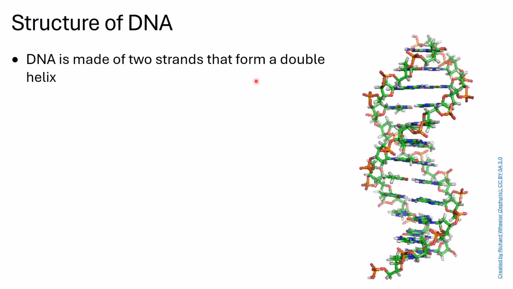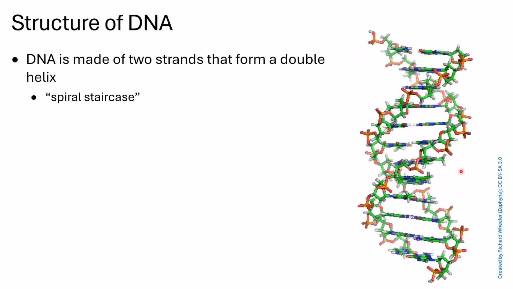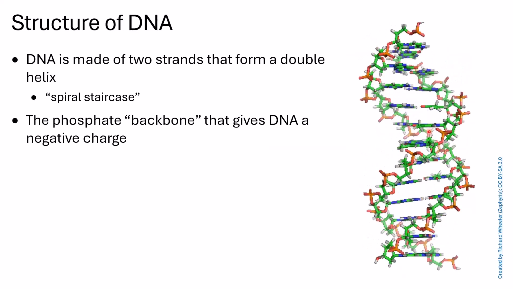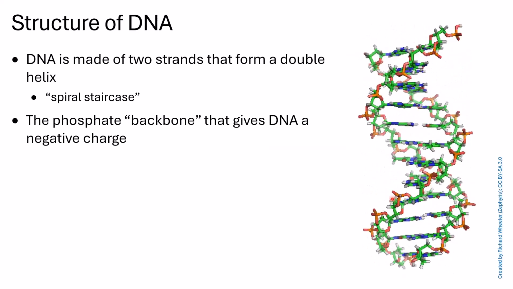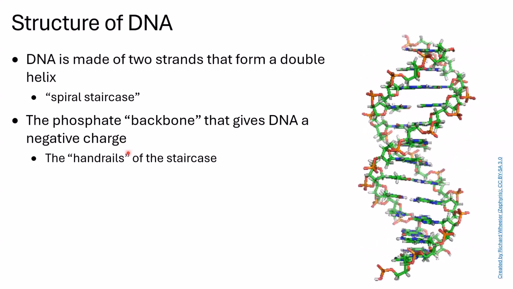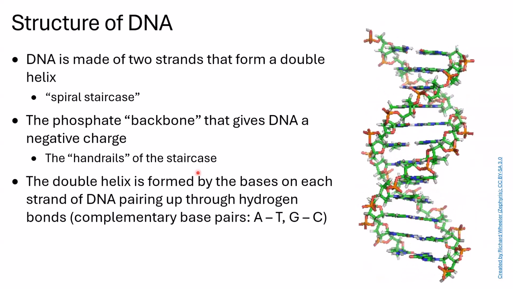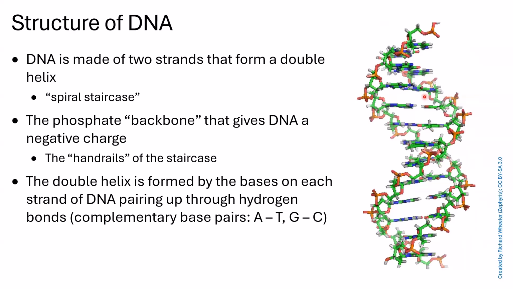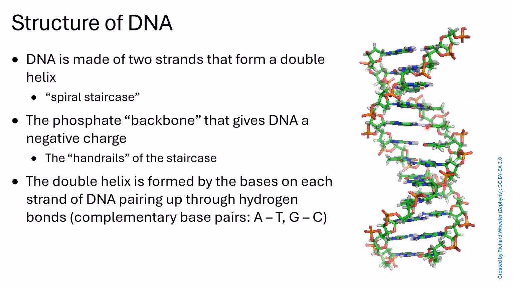Overall, the two strands of DNA form a double helix. It's a bit similar to a spiral staircase. The phosphate groups create a backbone, and since phosphates are negatively charged, this gives DNA an overall negative charge. These are like the handrails of the spiral staircase. The double helix is formed by how the bases pair up through hydrogen bonds. These are like the steps of the staircase.